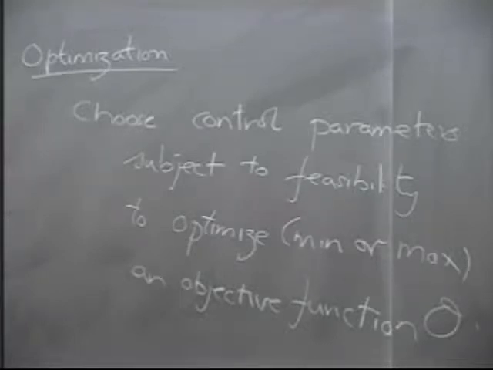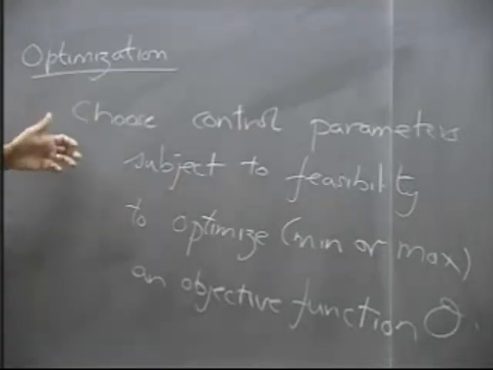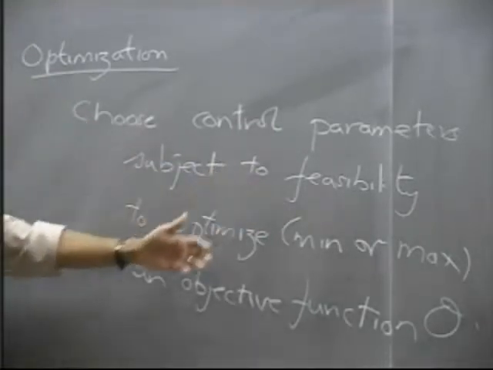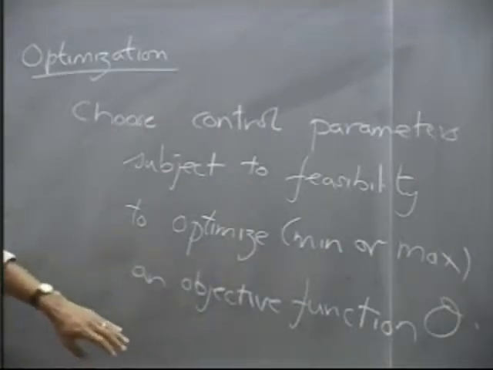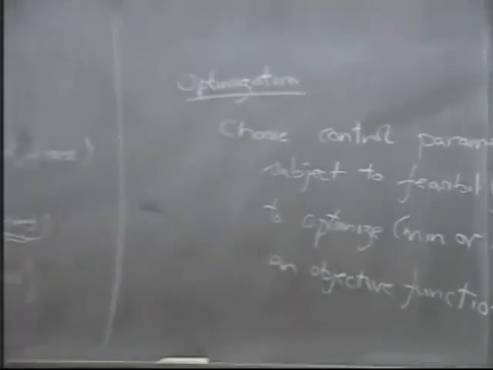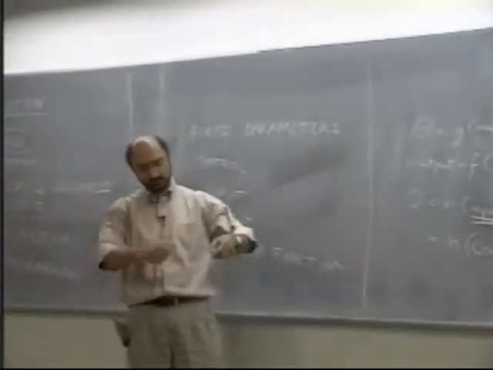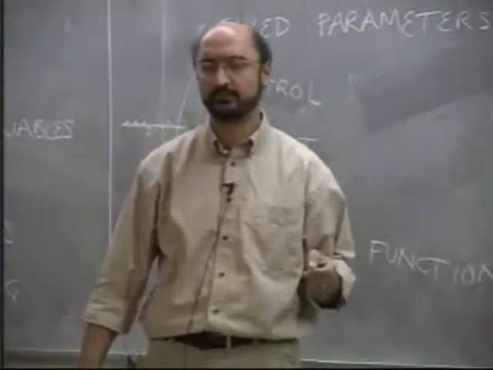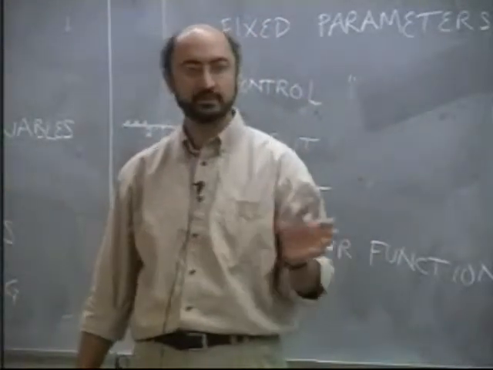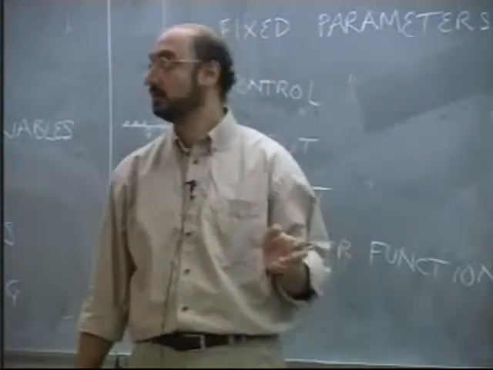Okay? So once you do the modeling, you know what you mean by control parameter, you kind of know what the feasibility constraints are, and then to optimize the objective function, we need to know the transfer function, and that's what we do by modeling the system mathematically. If I change the inputs, how do the outputs change? Okay, that's the transfer function. Any questions about this so far?